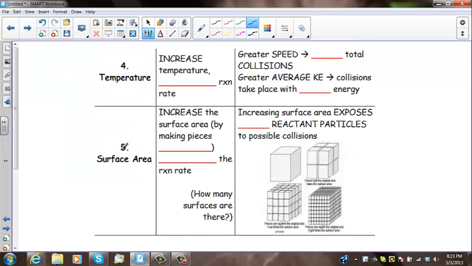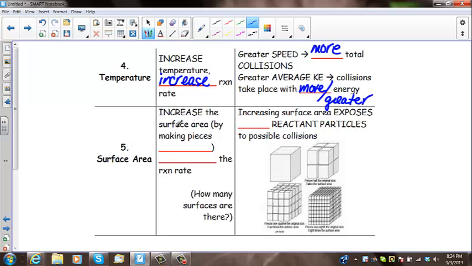Temperature. Increasing temperature increases reaction rate. You know this, we've already talked about it. If you increase the temperature, particles move faster, so there are more total collisions. Therefore, there's greater average kinetic energy, and collisions take place with more or greater energy.